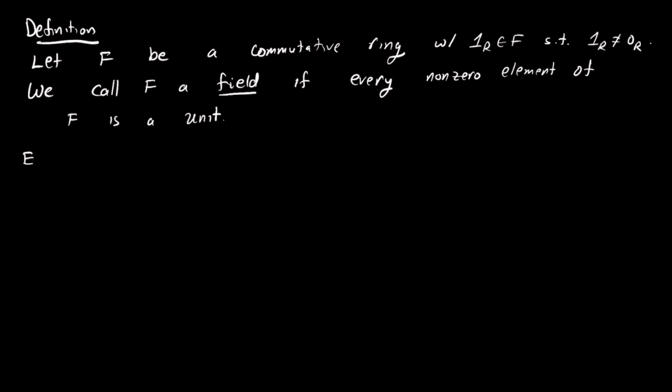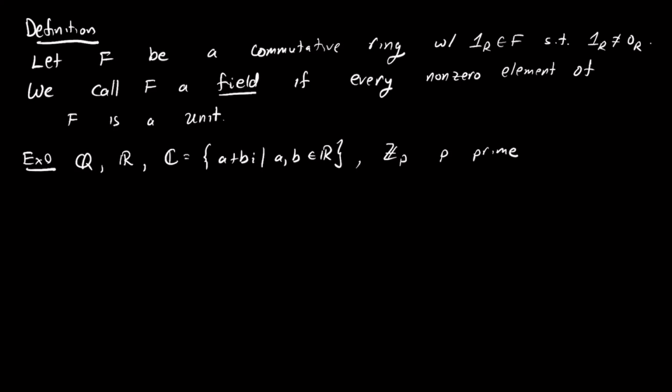So what are some examples? Examples of fields include the rationals, right? We just showed that every non-zero element of Q was a unit. The reals, similar proof to what we did for the rationals. The complex numbers, right? So these are numbers of the form A plus BI, where A and B are in R. This is an example of a field. And we've shown that Z mod P is a field when P is prime, right? So one of our theorems when we talked about the structure of Z mod N was to show that P is prime implies that every element is a unit. That's how we can reformulate that property now.